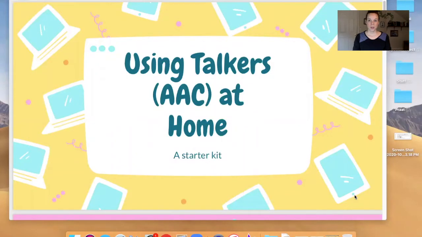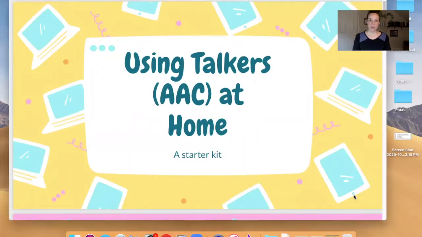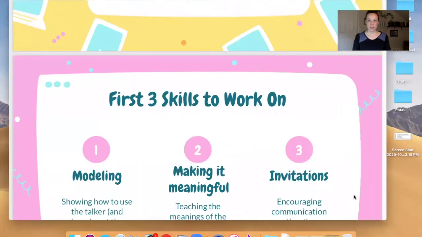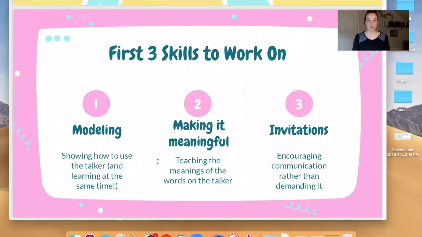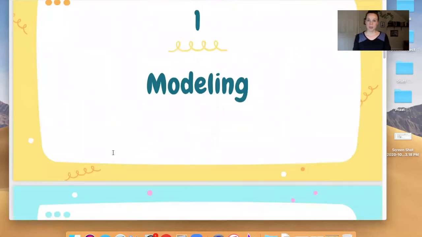Okay, so this is part one of a series that I'll be doing about just the basic ideas of how to use AAC in the home. And the first three skills to learn that will form the basis of everything else that you learn about AAC are modeling, so that's showing how to use the talker, making things meaningful, which is showing what the meanings of the words on the talker are, and then inviting communication rather than demanding it. So today we're going to talk about modeling.